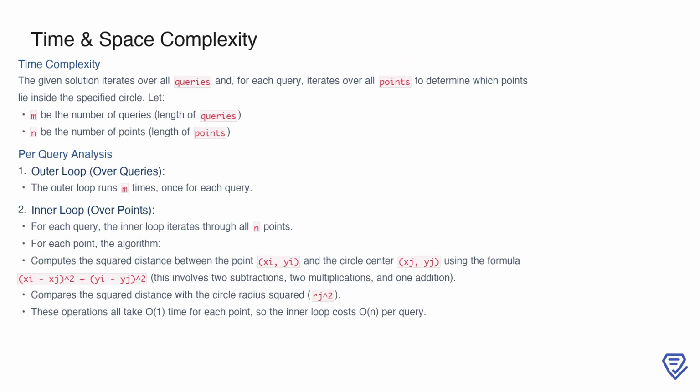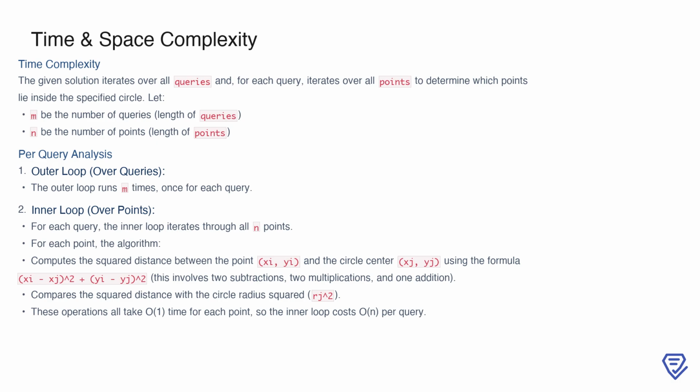To analyze the time complexity of this solution, we start by observing that the algorithm processes each query in the queries list. There are m queries, so the outer loop runs m times. For each query, the algorithm iterates over all n points in the points list to determine which points lie inside the circle defined by the query. This is where the inner loop comes into play.